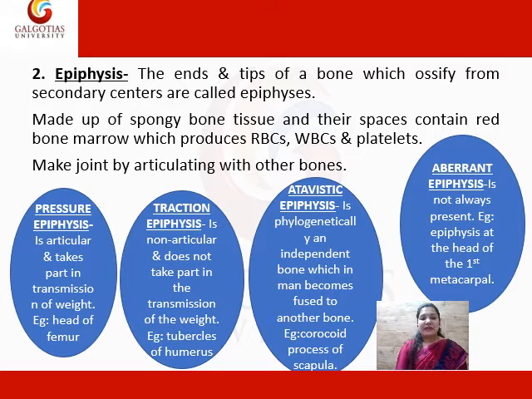Then next is the epiphysis. Epiphysis is the end and the tip of a bone. It is present at the end and tip of the bone at both corners, which ossifies from a secondary center, and it is made up of spongy bone tissue, and its spaces contain red bone marrow which produces RBCs, WBCs and platelets. It makes a joint by articulating with another bone. This is the epiphysis which performs articulation when joined with another bone.